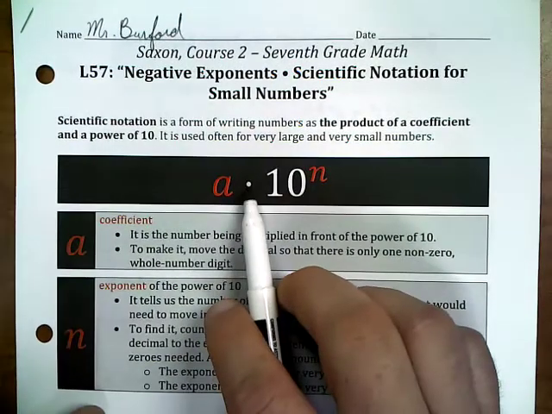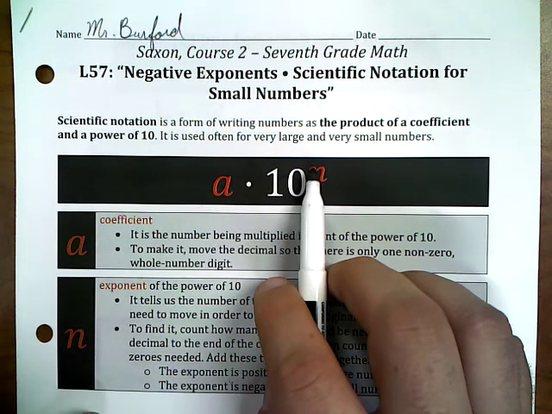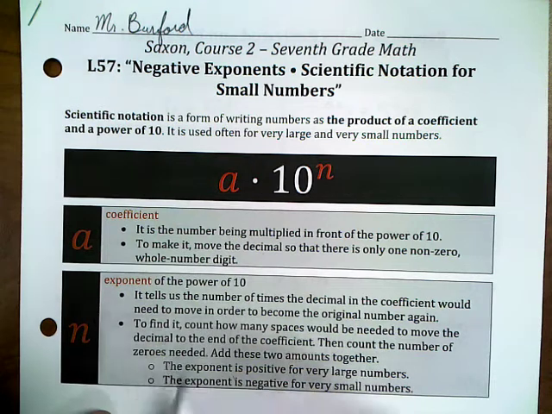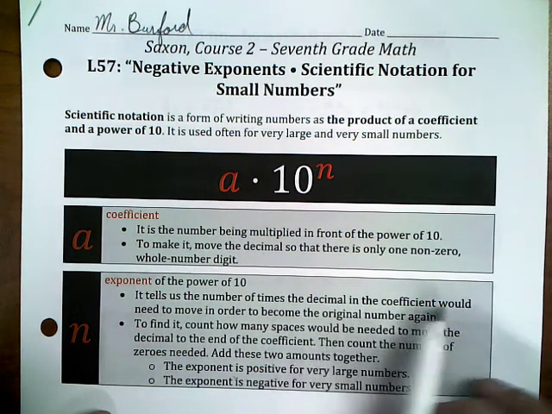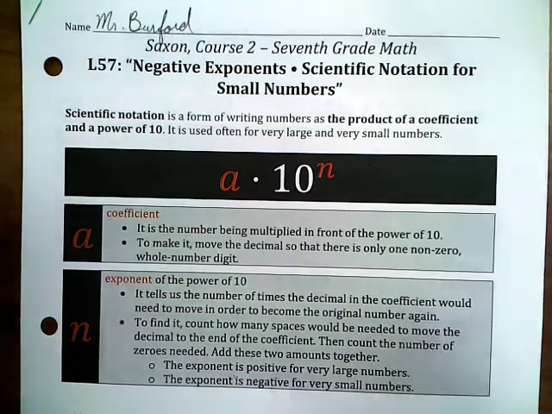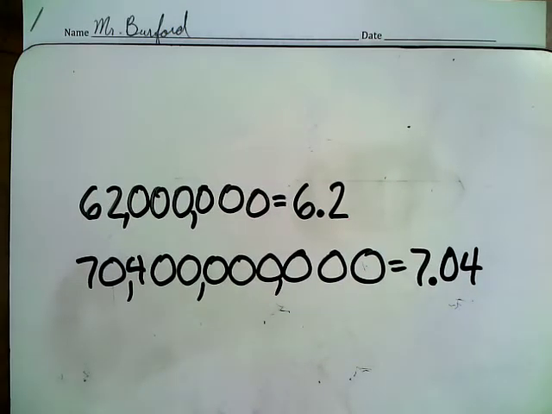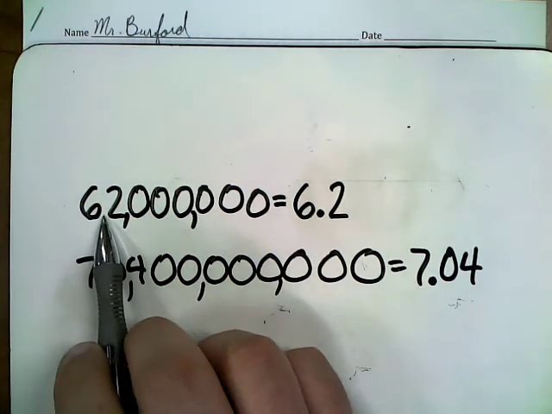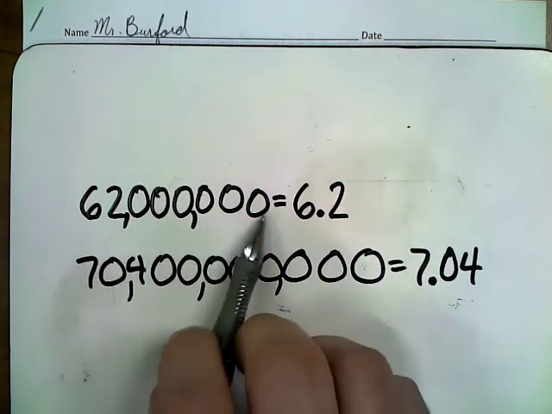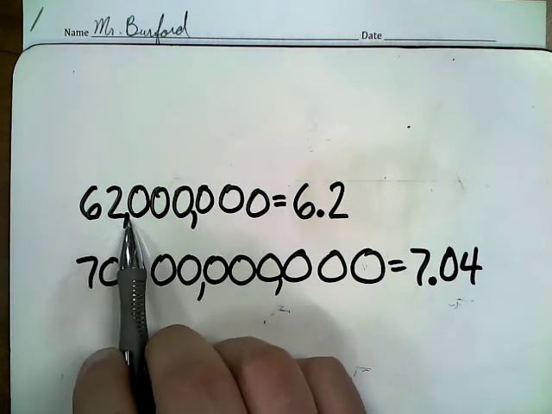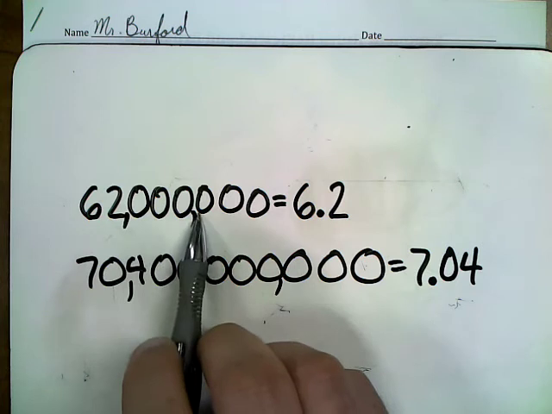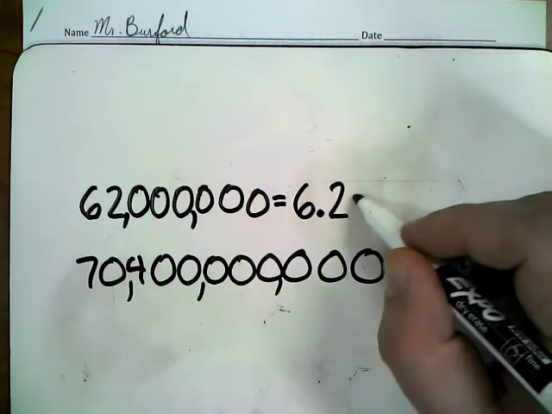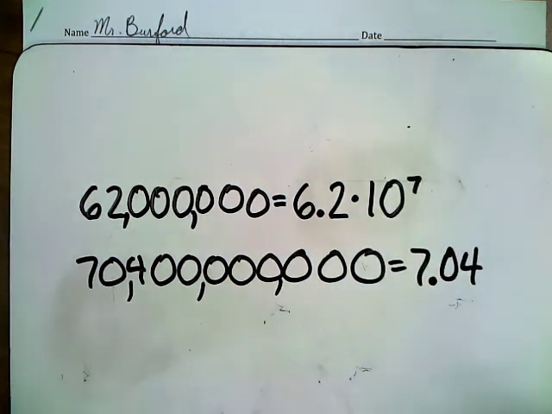But then we take this coefficient, we multiply it by a power of 10. So we've got to figure out what the exponent is on this power of 10. n is the exponent of the power of 10. It tells us the number of times the decimal in the coefficient would need to move in order to become the original number again. So if this is 6.2, and I put the decimal right here, how many times would I need to move it to turn it back into this? Well, it would have to move once, twice, 3 times, 4 times, 5 times, 6 times, 7 times. So this will be times 10 to the 7th power.